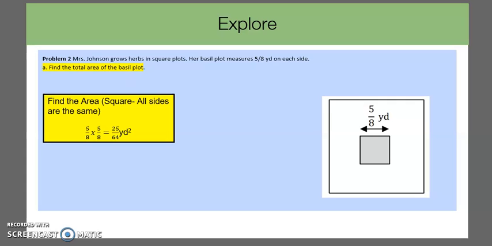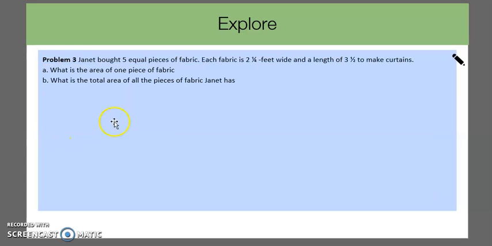Last but not least, we're going to go into our final question. So here, Janet bought 5 pieces of fabric. Each fabric is 2 1/4 feet wide and a length of 3 1/2 to make a curtain. We want to do two things. We want to find the area of one piece of the fabric and the total area of all the pieces of fabric Janet has. So we want students to figure this out, think about key information, reading the story a few times, and see how they can work through the problem.